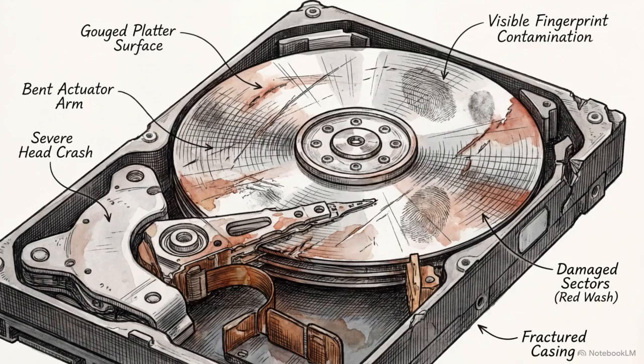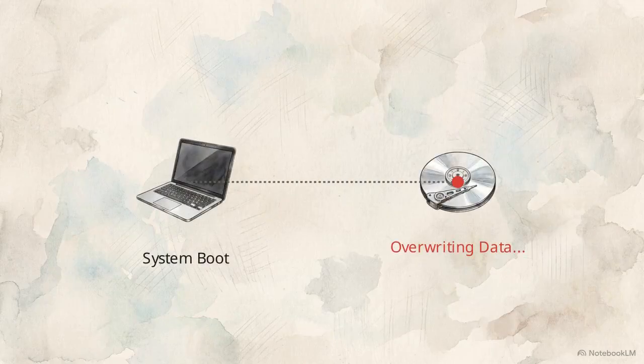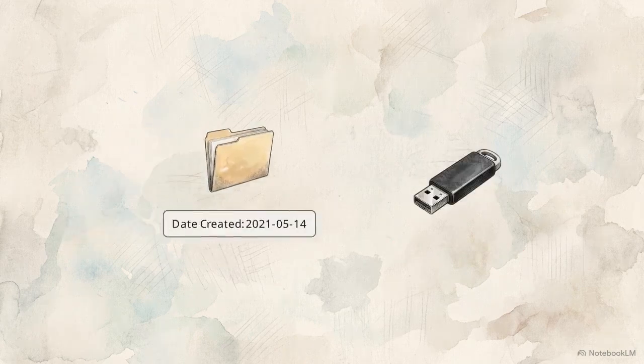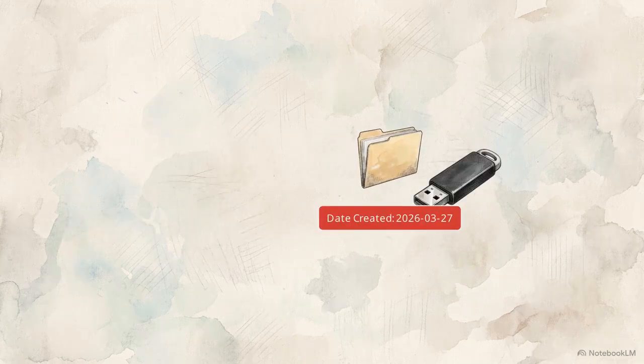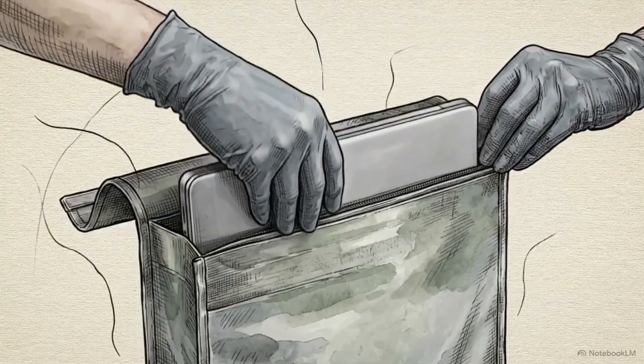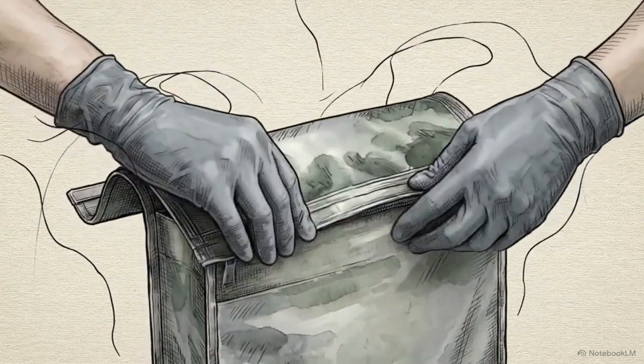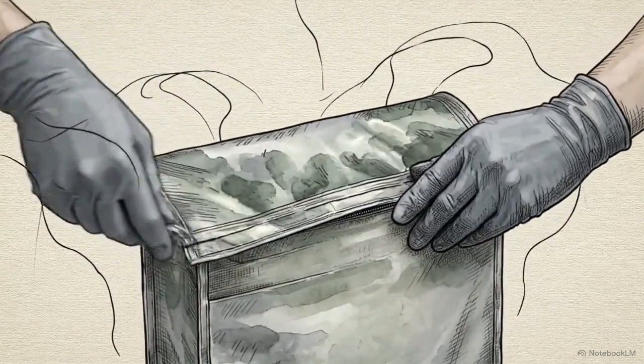The facts mean nothing if the underlying bits were mishandled before they reached the courtroom. The instinctive actions of a standard computer user, booting up a machine to look for files or copying a folder to a USB drive, actively overwrite metadata and destroy the legal validity of the evidence. The strength of a digital case relies entirely on the technical methodology used to capture and protect the data from the moment it is found.